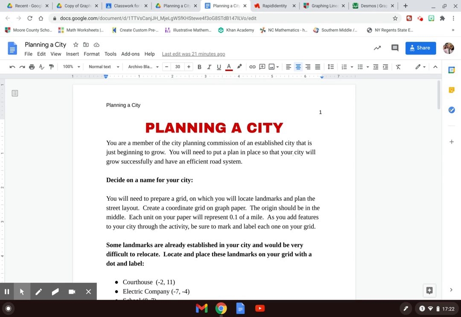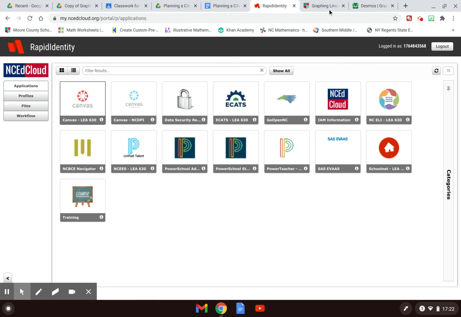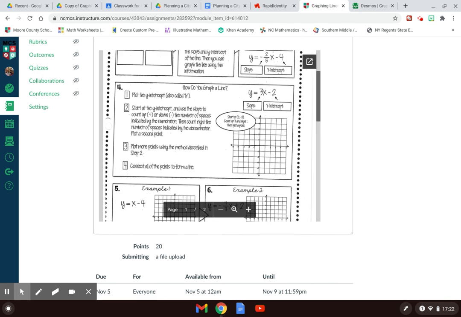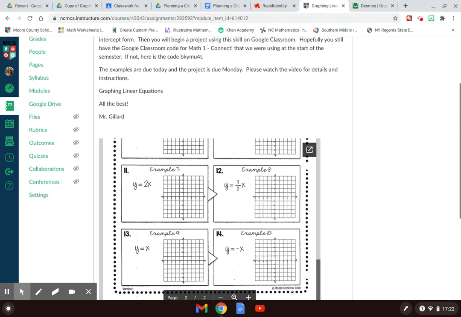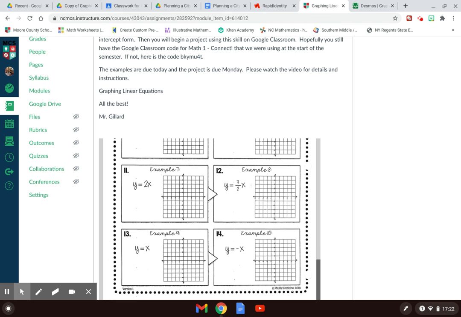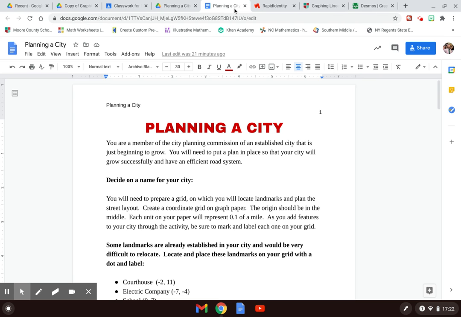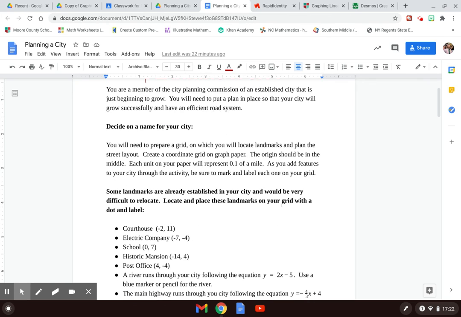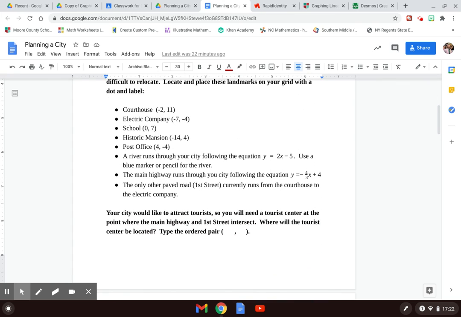All you need to turn in for today is the remaining examples to do: 9, 10, 11, 12, 13, and 14. Turn that in today, and then you can start on the Planning a City project, which is due Monday. So this will be your Friday and Monday work.